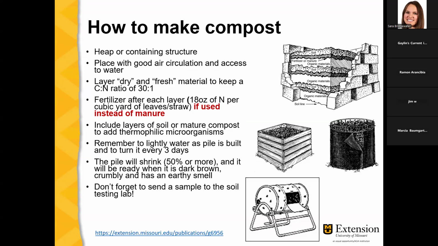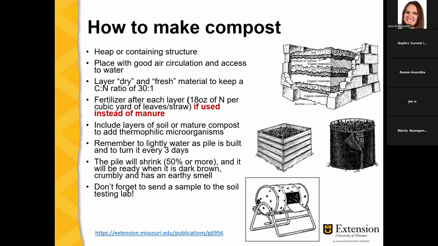So, a place with good air circulation and access to water. Layer dried and fresh material to keep a carbon to nitrogen ratio of 30:1. Add fertilizer after each layer only if you're not going to use manure. If you're using manure with a high amount of nitrogen, you don't need to add fertilizer. But you need to calculate the right concentration, or carbon to nitrogen ratio.